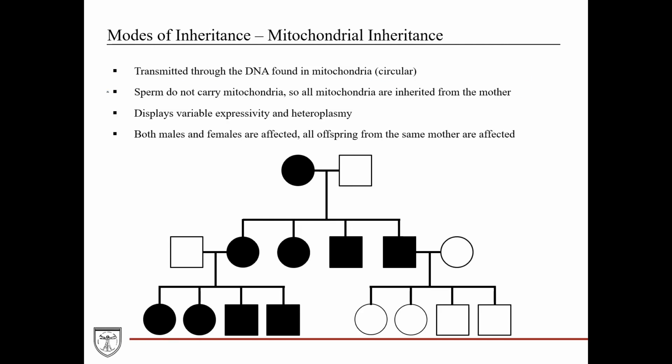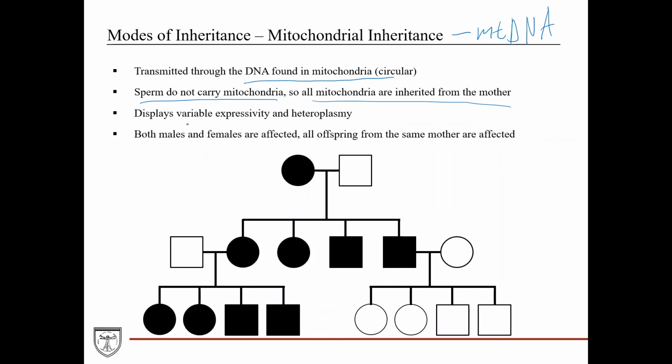So the last of the modes of inheritance that we'll talk about is mitochondrial inheritance, and this refers to the inheritance of mitochondrial DNA, because remember, mitochondria have their own DNA, which is circular in shape. What's really important is that sperm do not carry mitochondrial DNA. So all mitochondrial DNA is inherited from the mother, and you'll see why that's really important in the pedigree.